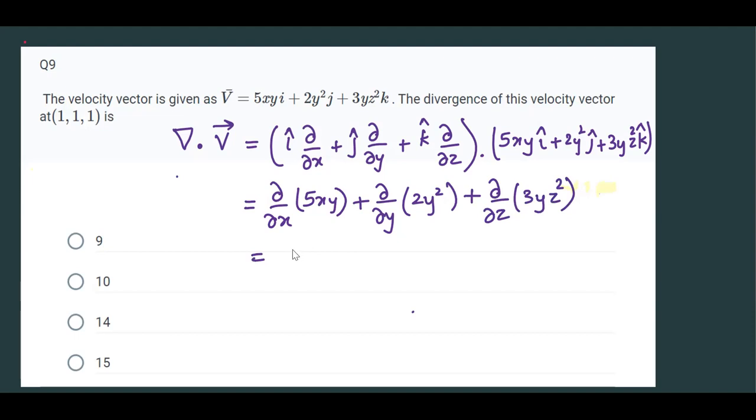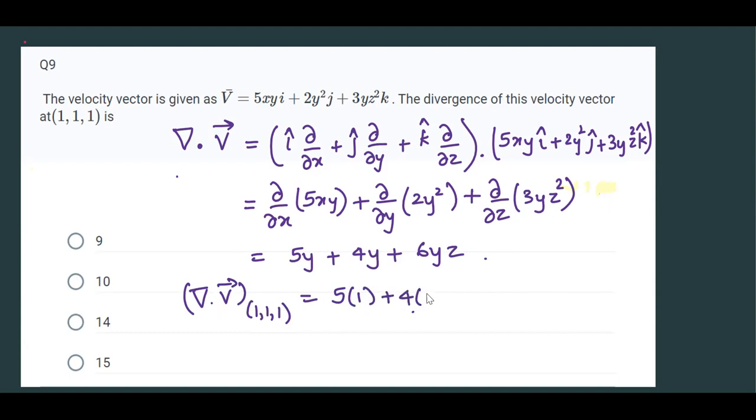So this is 5y plus 4y plus 6yz, keeping y as constant, differentiating z square, that will give us 2z, so 6yz. Now we need to find this at 1 comma 1 comma 1. So 5 times 1 plus 4 times 1 plus 6 times 1 into 1. So it is 5 plus 4, 9 plus 6, 15. This is the correct option.